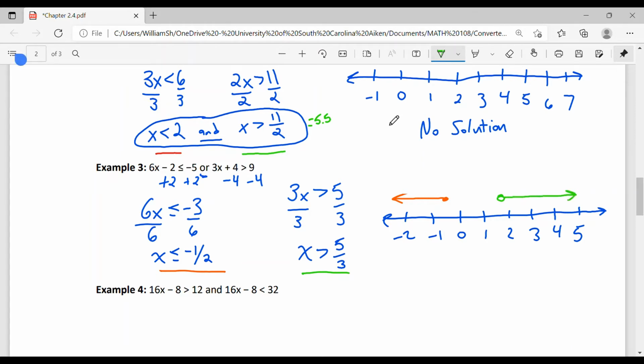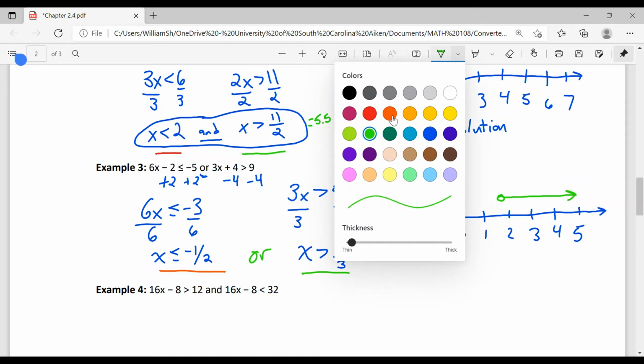Okay. Now this is an OR statement, and what that OR statement means is that it could be either or. It doesn't have to be both. An AND statement means it has to be both at the same time. An OR statement means it's okay if it's just greater or less than -1/2, and it's okay if it's just greater than 5/3. So it only has to be one. It doesn't have to be both at the same time. So we're going to have solutions here.